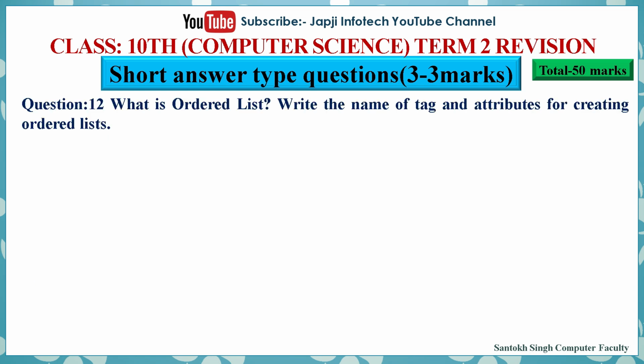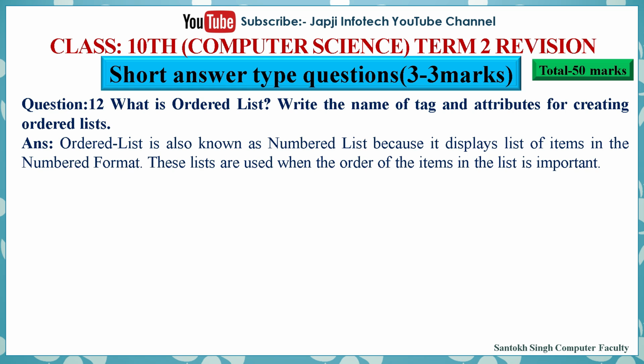So 12th question is what is order list? Write the name of tag and attribute for creating order list, and the answer is order list is also known as number list because it displays list of items in the numbered format. These lists are used when the order of the item in the list is important.